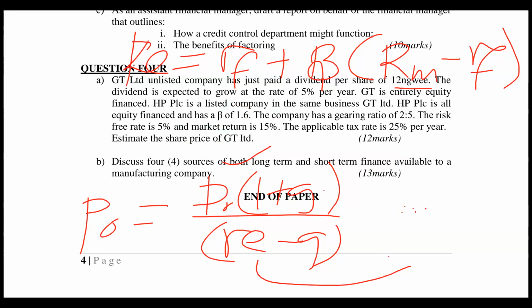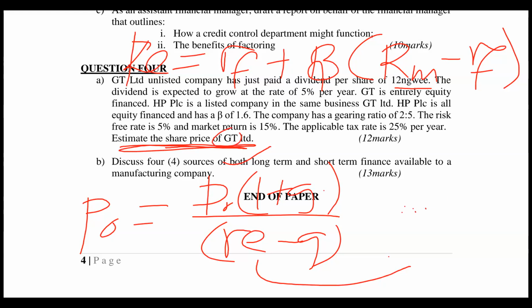All right. So we have two companies. GT is an unlisted company, more like a private company per se, to simplify the language. Now we are told that it has just paid a dividend of 12 ngwe. Then the dividend is expected to grow at 5%. What we are looking for is the share price of this same company.